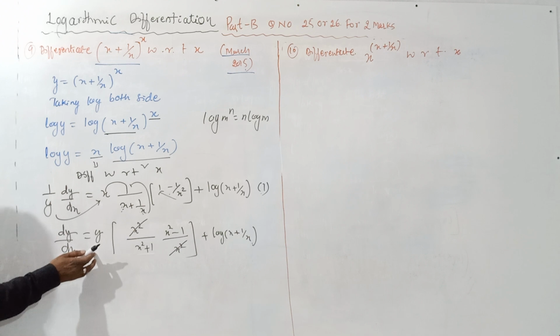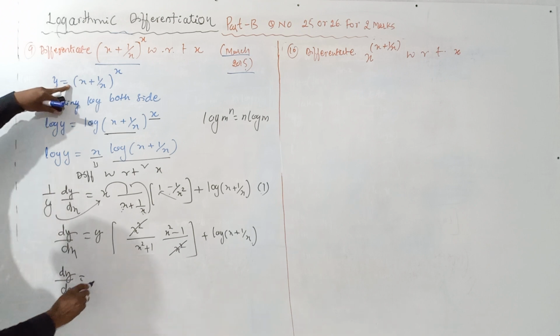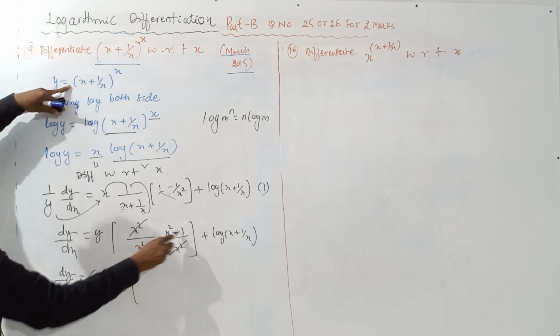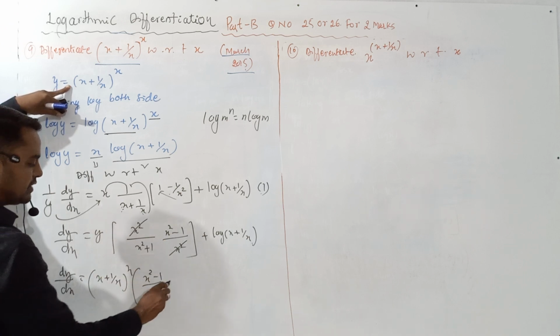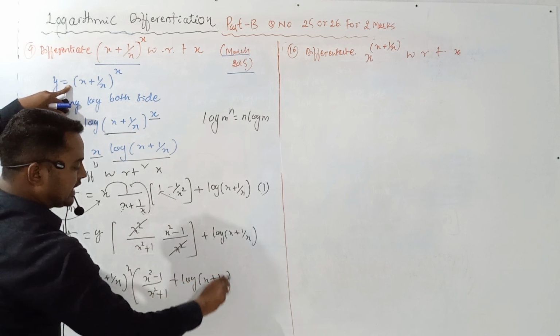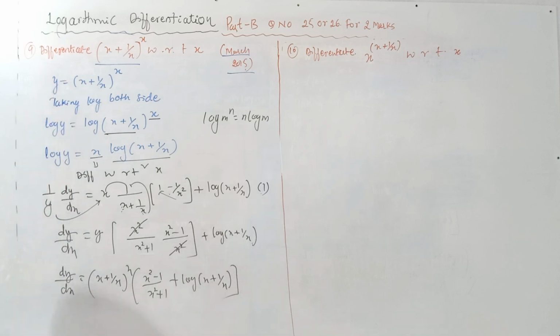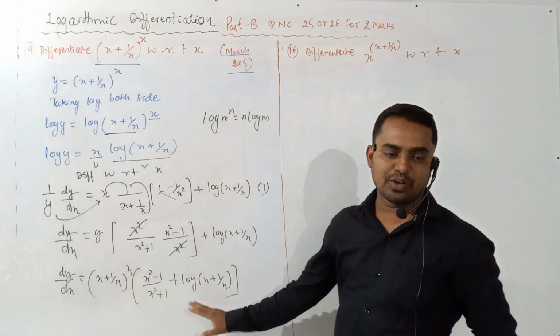Now what is the value of y? x plus 1 by x. So dy by dx is equal to x plus 1 by x raised to x, into x square minus 1 divided by x square plus 1, plus log of x plus 1 by x. So this is the final answer. I hope you are getting the solution.